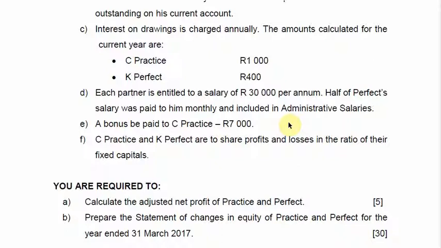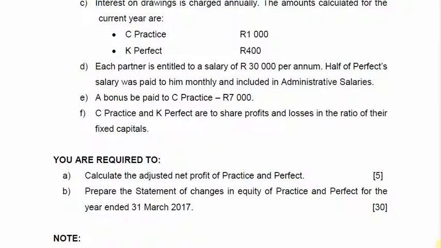Then furthermore, in number E, there was a bonus of 7,000 Rand paid to Practice, and then F tells you that they share their profits and losses in the ratio to their capitals. Number A says you need to do the adjusted profit. Number B says that you need to complete the statement of changes in equity.